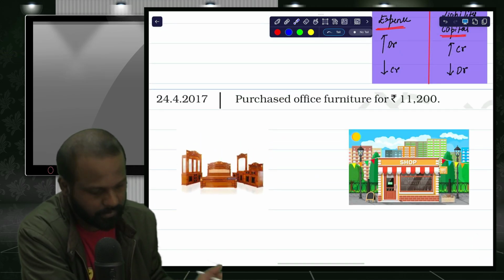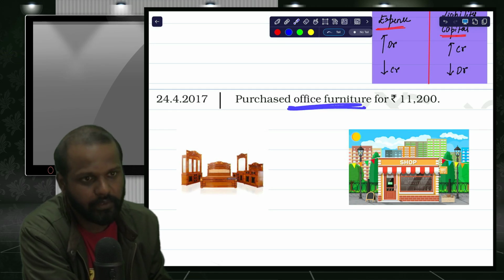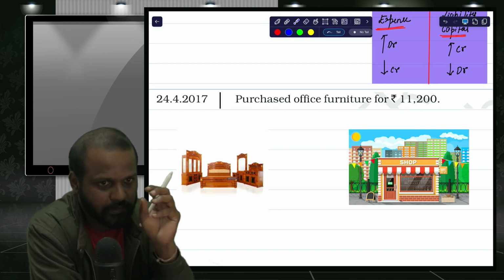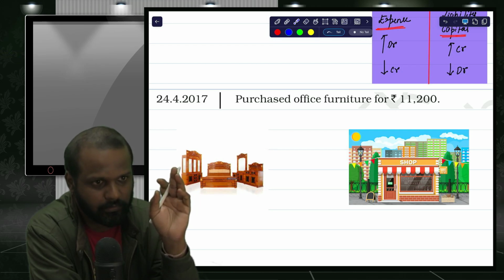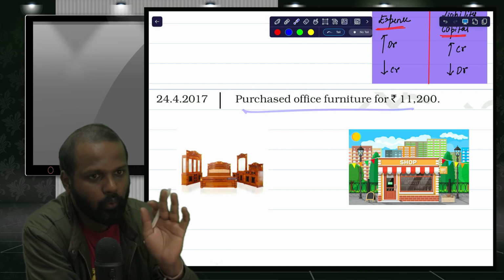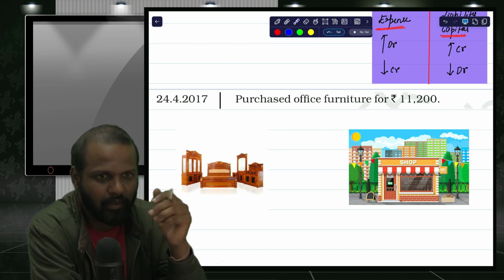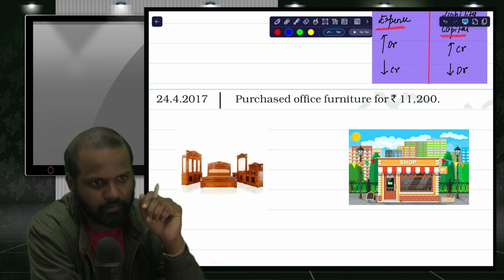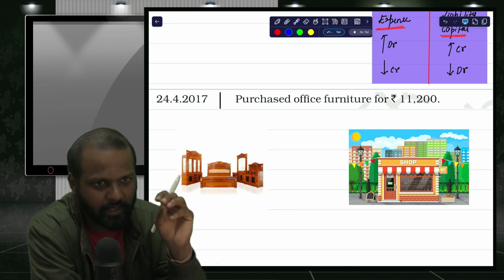So see the next example. On 24th April, we purchased office furniture for rupees 11,200. If you see in this transaction, no name of the party is given. Why are they not given the party? Because we have already paid the money. When you have already paid the money for purchase of furniture, why do you need to remember the name of that supplier of furniture? So furniture purchased, no name of the party is given. It is always a cash transaction.